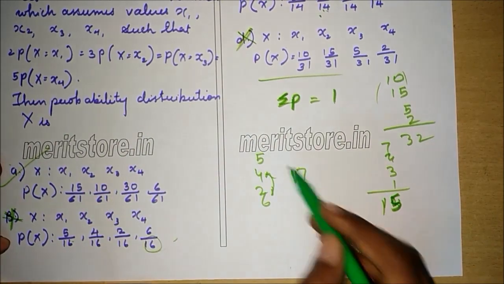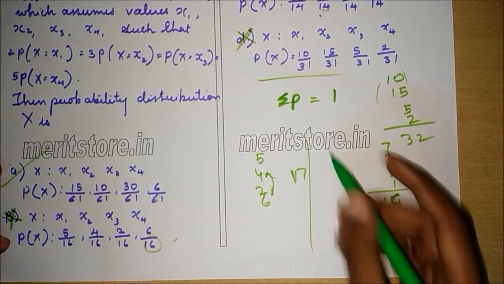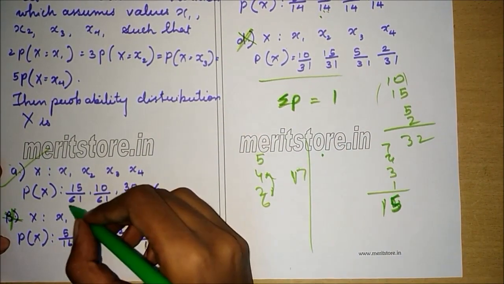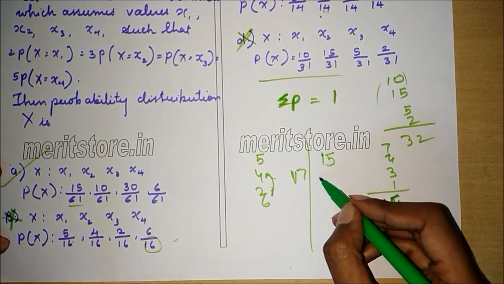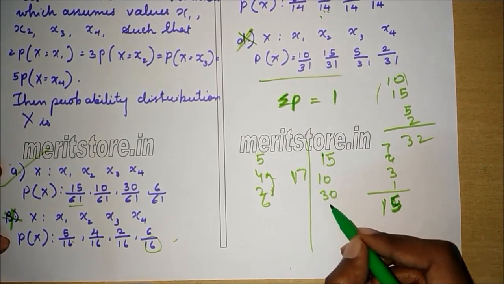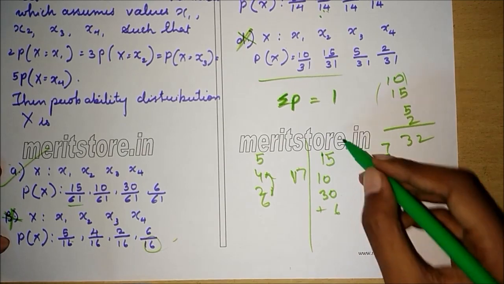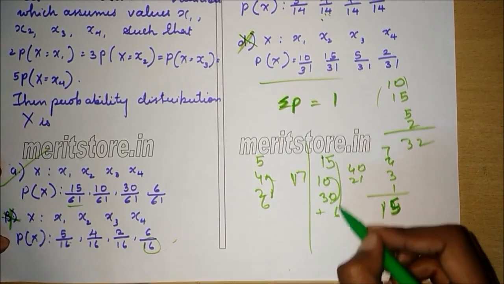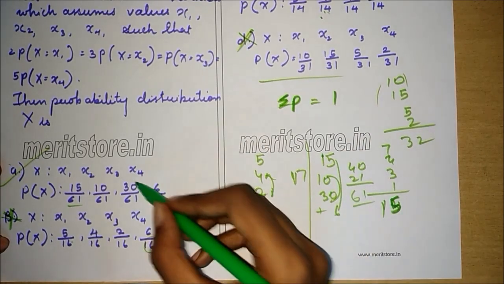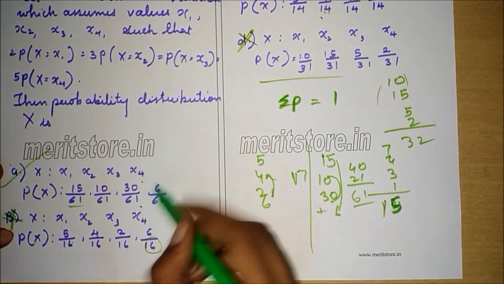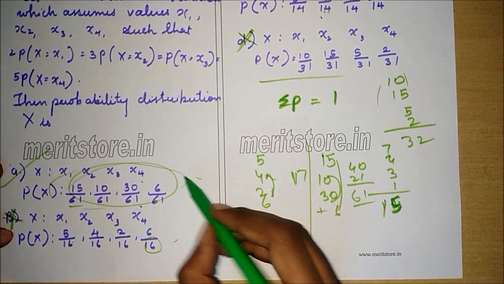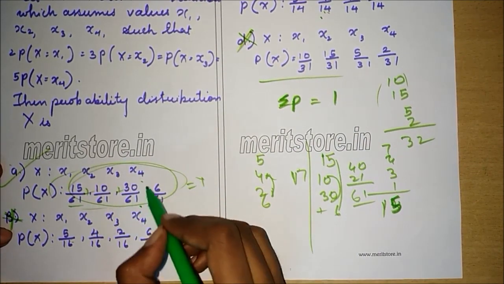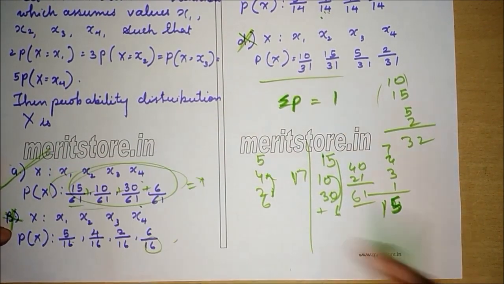Let's check this for confirmation. So this will be denominator 61. So numerator will be 15 plus 10 plus 30 plus 6, which is 40 plus 21, which is 61. So the numerator is equal to denominator. So the sum adds up to be 1. Sum of all these is 1. So the answer is option A.